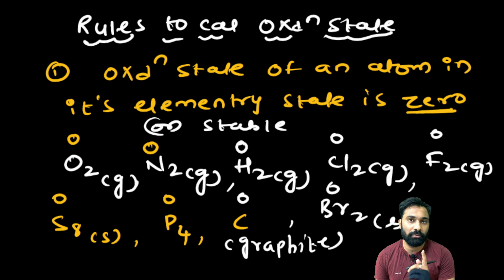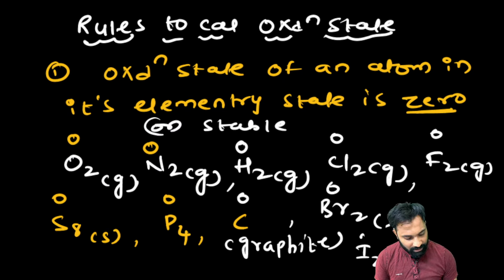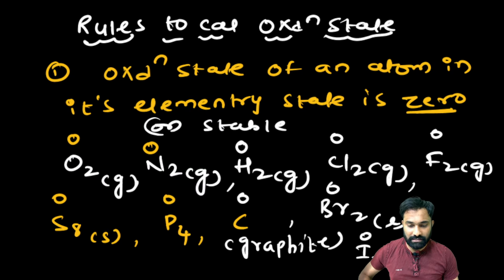My dear friends, you have to be very careful. If bromine gas is given, its oxidation number is not 0. If bromine liquid is given, its oxidation number is 0. Next, if I2 solid is given, the oxidation number is 0. Iodine exists in nature as a solid, right? Now these are some elements whose oxidation number is 0. You have to be very careful with this one.